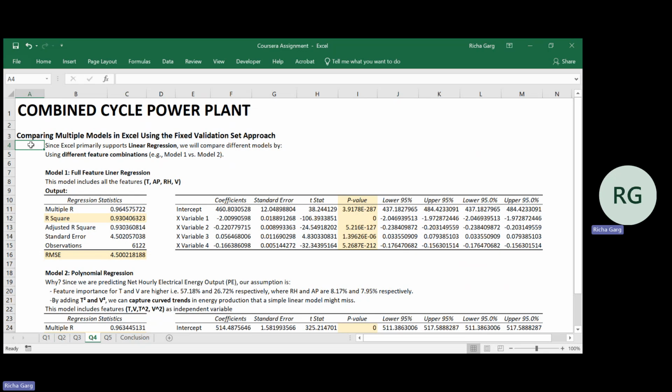Now I'll be creating two models. The very first model is with all the features T, AP, RH, and V. Here I performed regression on it and I figured out R square and RMSE.